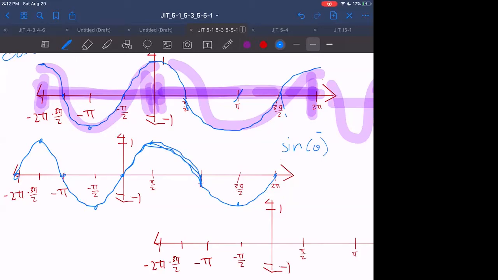Okay, so sine of theta should have this basic shape. And again, we can see where it repeats. So negative 2 pi to 0, 0 to 2 pi are going to have the same shape.